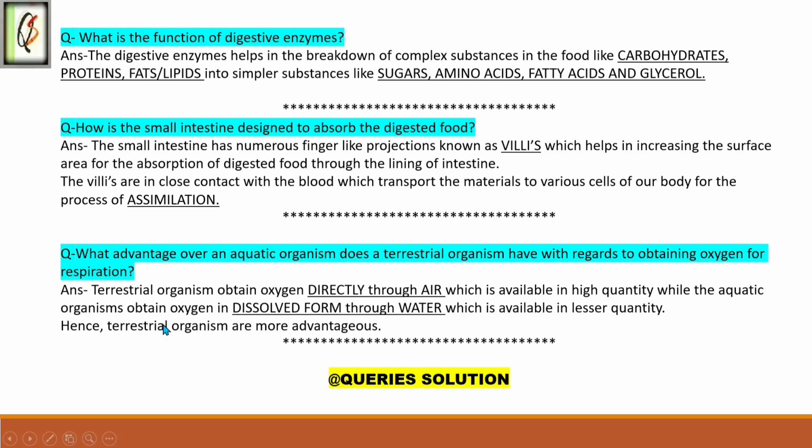But when you talk about the aquatic organism, where do they get their oxygen from? So they get the oxygen from the water, which is in the dissolved form. And already when we are talking about the oxygen in dissolved form, it is available in a lesser quantity. So in a way, if we are saying we are directly taking from the air more in quantity, aquatic organisms are taking through the water in the dissolved version but lesser in quantity. So we can definitely infer out of this that because of this very same reason, the terrestrial organisms are more advantageous in getting the oxygen as compared to the aquatic organisms.